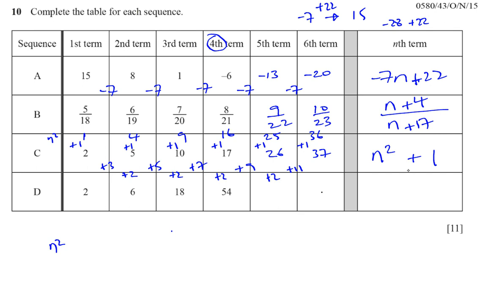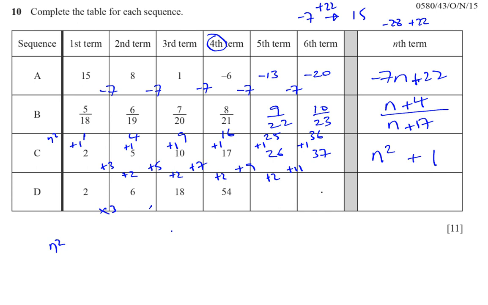Now sequence D, 2, 6, 18, 54. Now, this is not a linear sequence. If you add something to each term, it doesn't give you a common number on the first row nor the second row. So it's not a linear or a quadratic sequence. However, we can notice that if we divide the term by the previous term, we end up with the same number each time. 54 divided by 18 is 3. 18 divided by 6 is 3. 6 divided by 2 is 3. So you have to multiply by 3 each time to get to the next term.